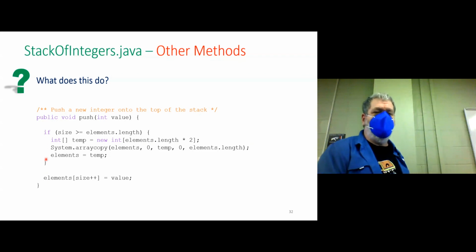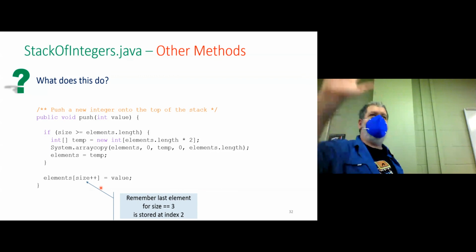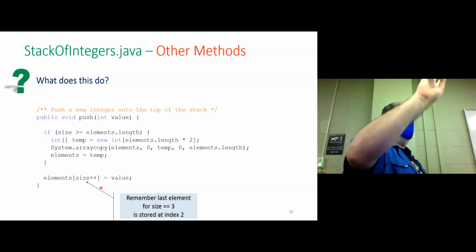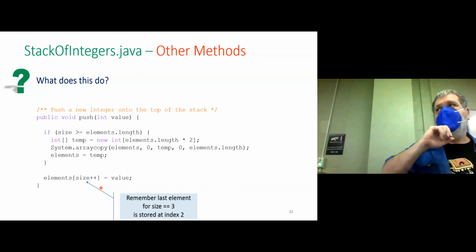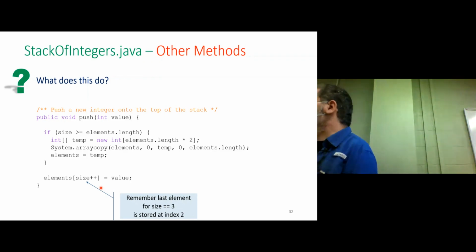Once I'm done resizing the array, if I had to resize the array, okay, if I didn't have to resize the array, I just add to elements, index size, the value, and then I increment size, okay? And this works because, remember, if you have like 3 elements, the last index is 2. That's why this line of code works. So I can do that straightforward, or I can actually first resize my array and then do that.